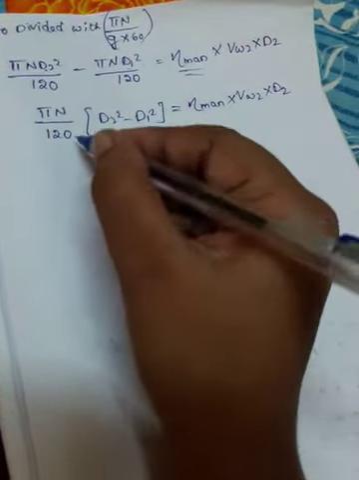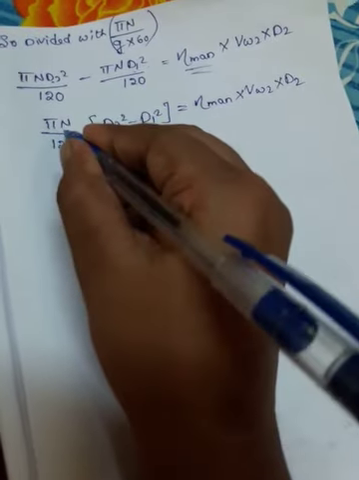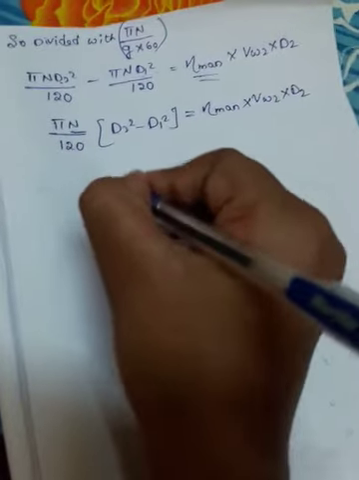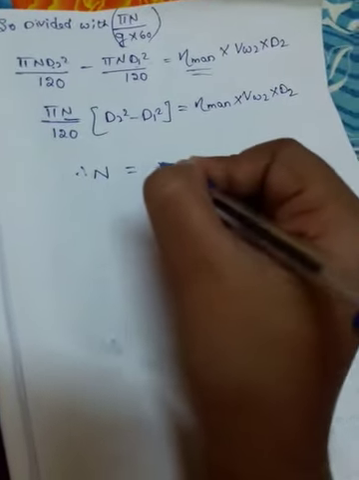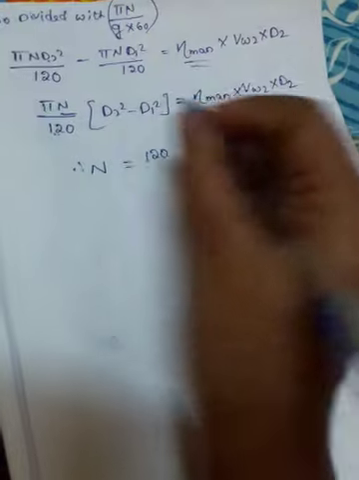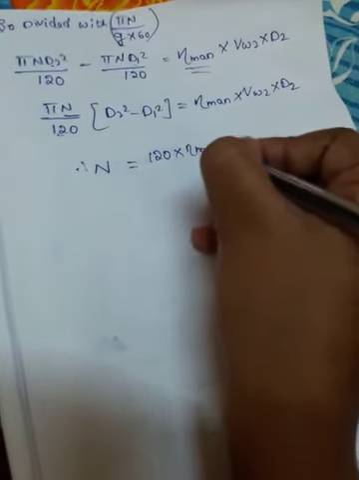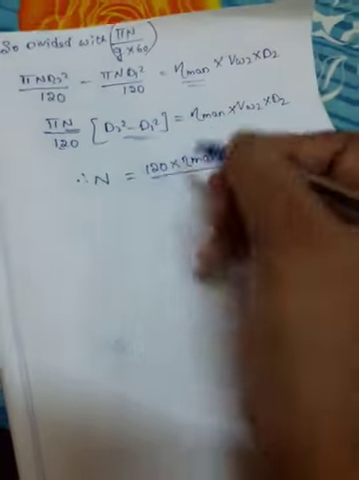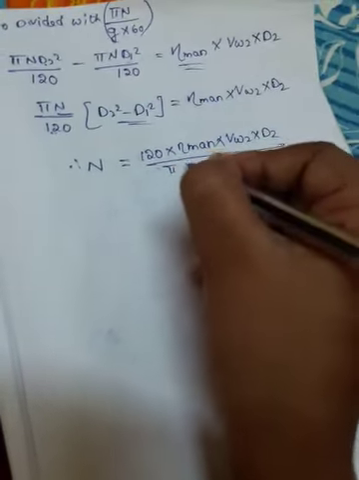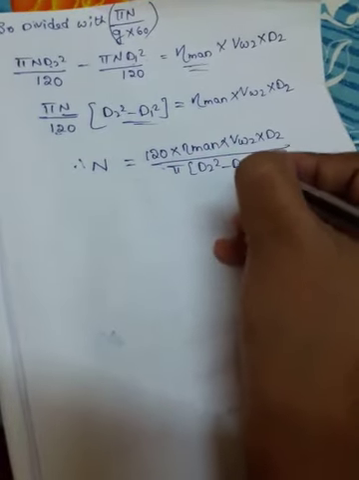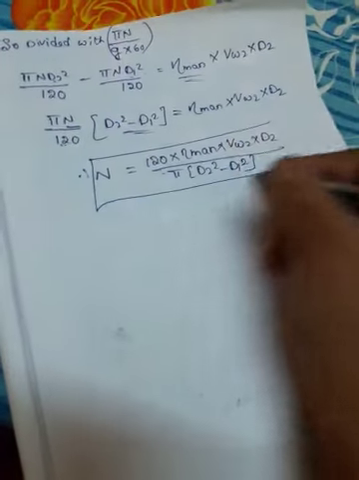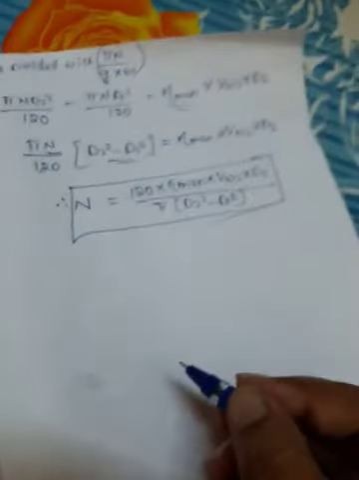In this concept we have to find out N. Therefore N equals 120 into eta MAN into Vw2 into d2 divided by pi into (d2 square minus d1 square). This is the final equation for the minimum starting speed. Thank you.